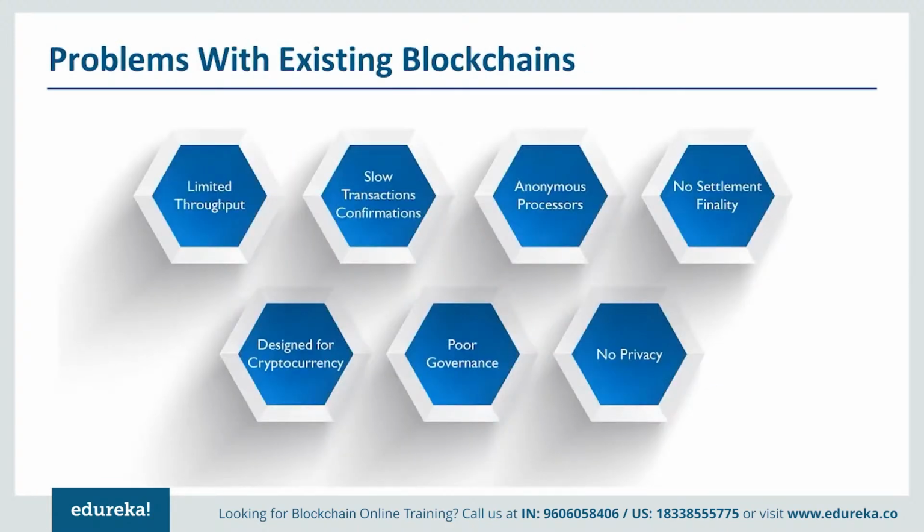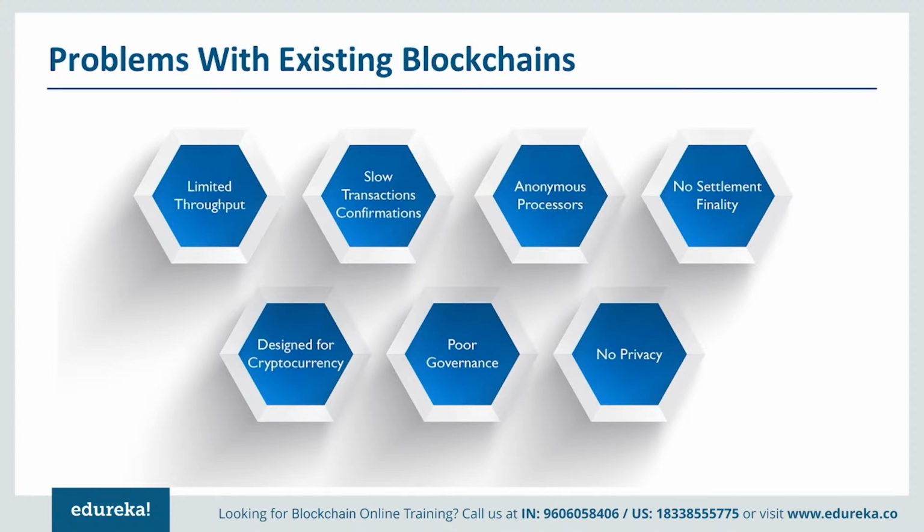Now, what are the problems with the existing blockchains, especially the blockchains that we have seen till now? They have a limited throughput. So, they are giving the blocks after a certain interval, while, in a business network, you generally expect real-time output. Slow transaction confirmation, same thing. Anonymous processors, so anyone can join and can try to manipulate the network.